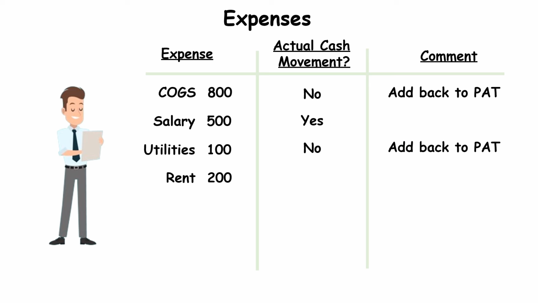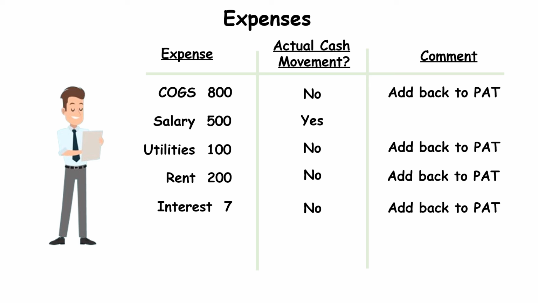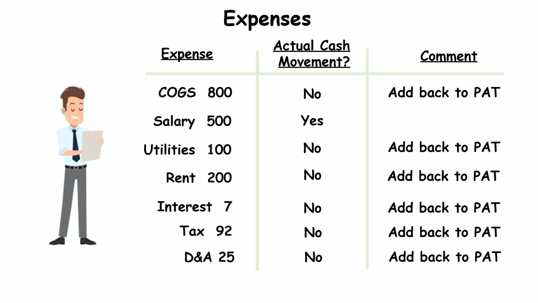Similarly, the rent was 200 rupees for day 1. But since we will be paying the rent in cash at the end of the month, currently there is no actual cash movement here. So we add it back to the PAT. Then the interest was 7 rupees for day 1. Similar to the rent, there was no cash movement. We add it back to the PAT. Finally, we were expected to pay tax of 92 rupees. There was also no cash movement here. We will pay this tax at the end of the quarter or annual year, hence we add this back to the PAT. Finally, we have D&A, which is depreciation and amortization expense of 25 rupees. This is just a notional cost we have calculated for day 1. There was no cash movement here, so we add this back to the PAT.